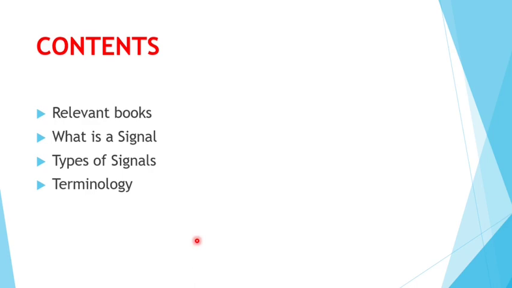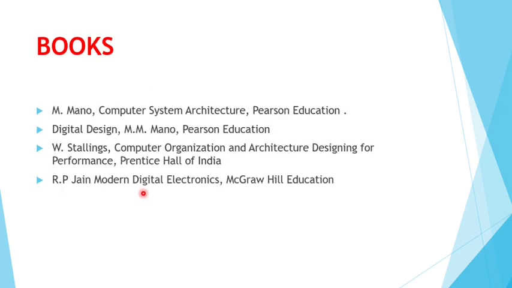The contents that we would cover in this lecture are: we would discuss the relevant books, we would discuss what is a signal, we would also look at the different types of signals, and we would also explain some of the basic terminology related with the subject. So now let us see the books that we would be using.